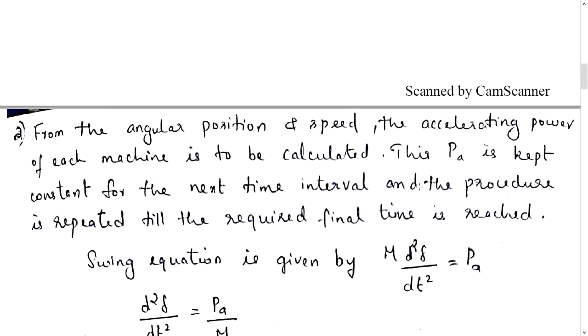I hope you understand. First we divide the total time into small intervals, and in one interval we assume the accelerating power is constant. With that accelerating power we find the values of delta and omega at the end of that interval. After getting omega and delta at the end of the interval, we find the accelerating power for the next interval, assume it is constant for that interval, and find omega and delta for the next interval. This process continues until the required time is reached.